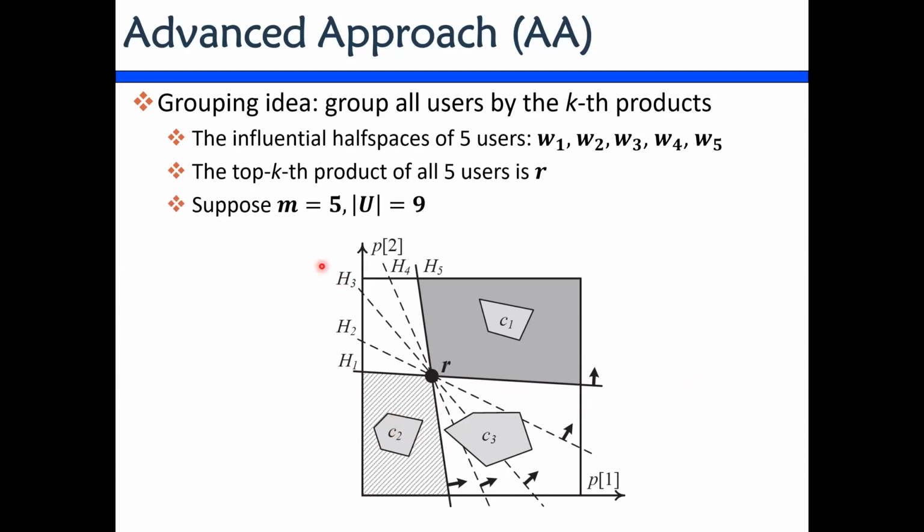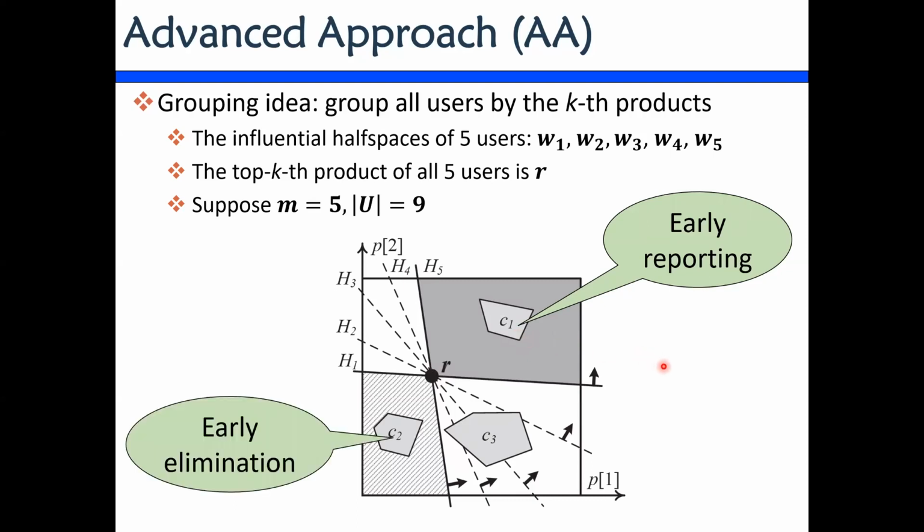So if we suppose that M is 5 and the total number of users is 9, in this scenario, we would already be able to early report C1 because it covers all 5 users of this group, and we'll be able to early eliminate C2 because it's guaranteed not to cover any of the 5 users in this group, and therefore it will never hit the target of m equals 5.